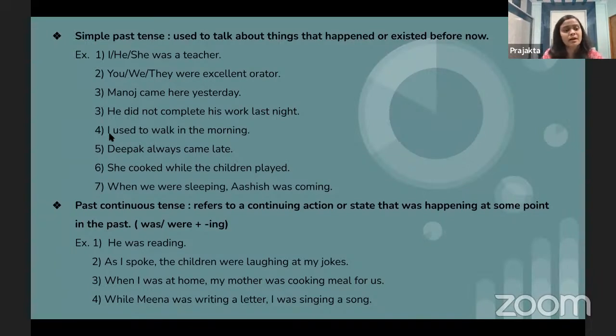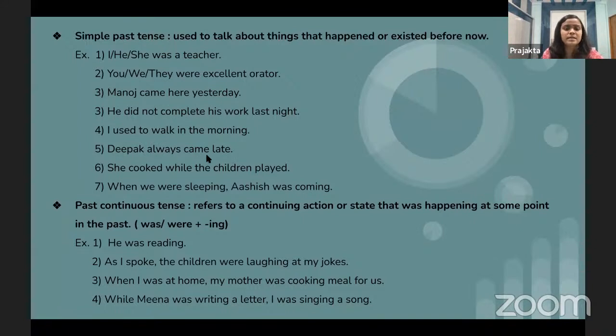See the next example. I used to walk in the morning. This is also another form whenever we talk about the past. Okay, I used to walk in the morning. मैं सुबह walk पे जाता था. Okay, जाया करता था.